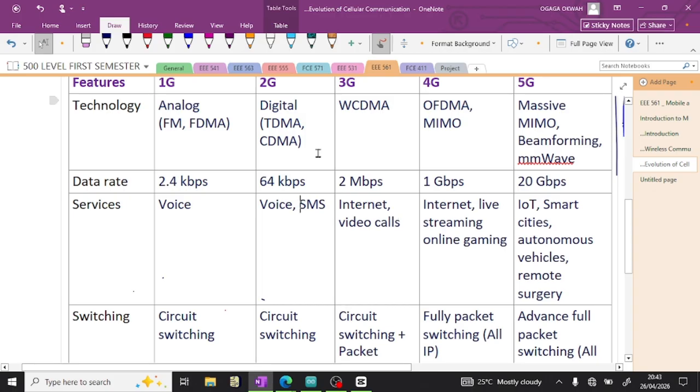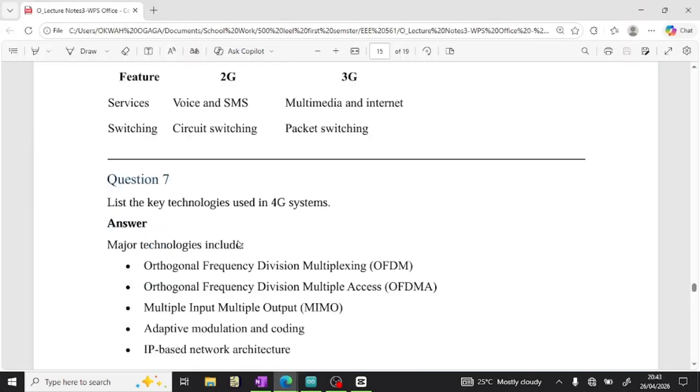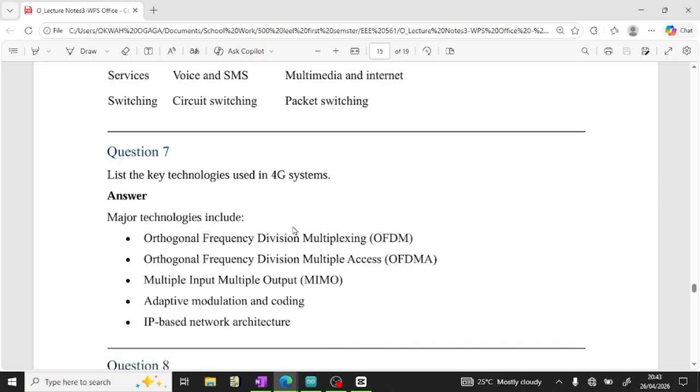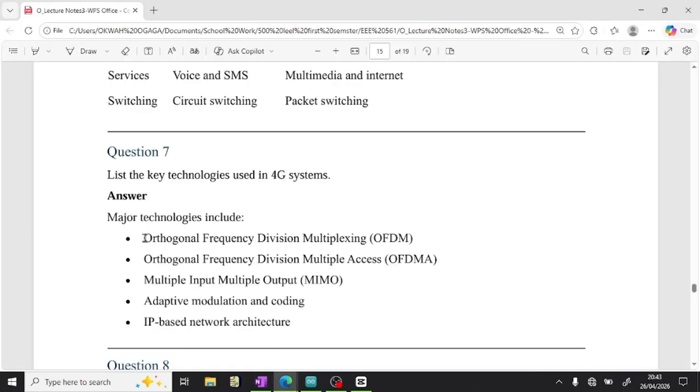Alright. So yeah, that's that. So then the next question, which we've also addressed: list the key technologies used in 4G system. Look at what we have here. 4G system, OFDMA and what? MIMO. So of course I think here they have more. OFDMA, look at it.